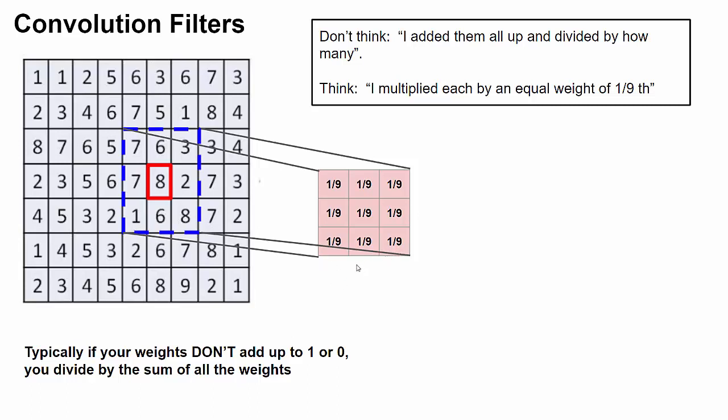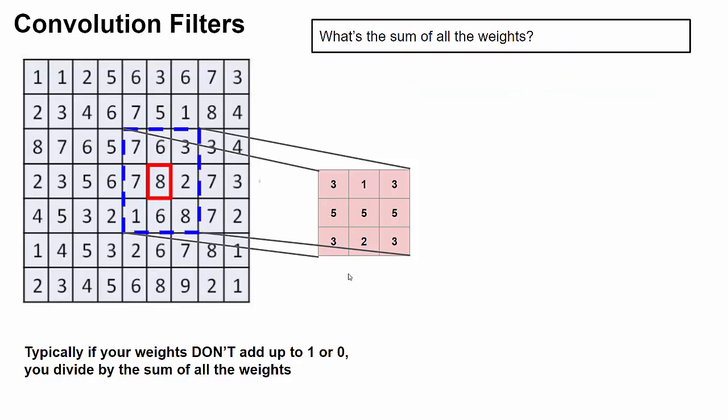Sometimes they'll all add up to 0, in which case you don't need to do anything else. Sometimes you might see a kernel like this. What this would mean is, let's take 7, multiply it by 3, 6, multiply it by 1, 3, multiply it by 3, and so on. But then at the end, you'd have to divide by the total weight of the entire kernel.